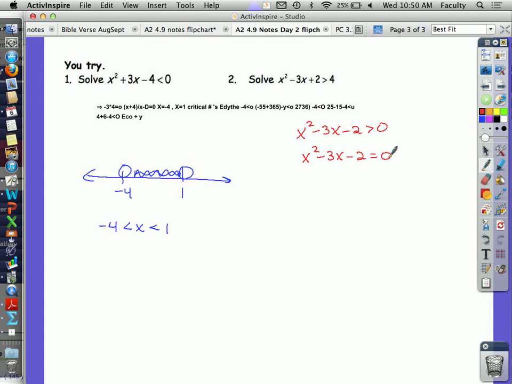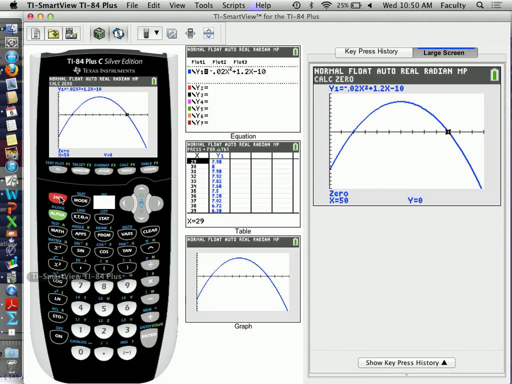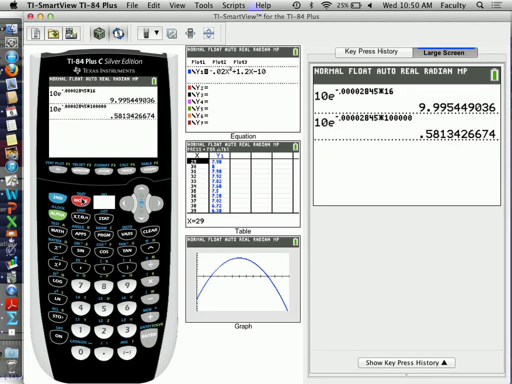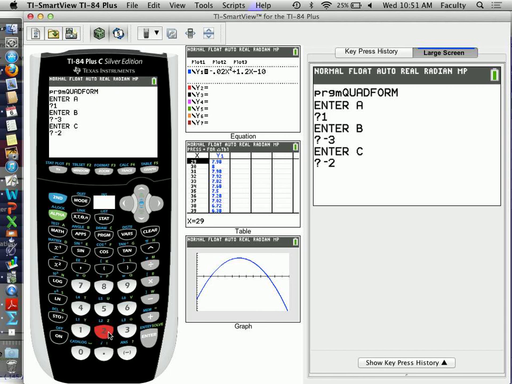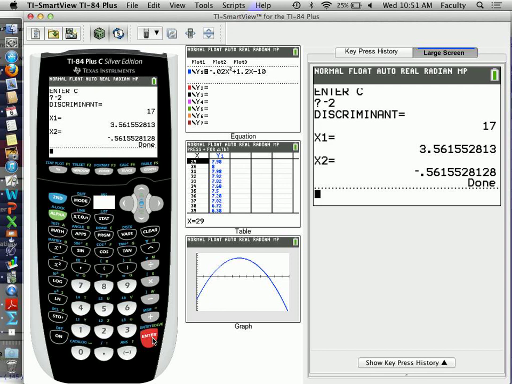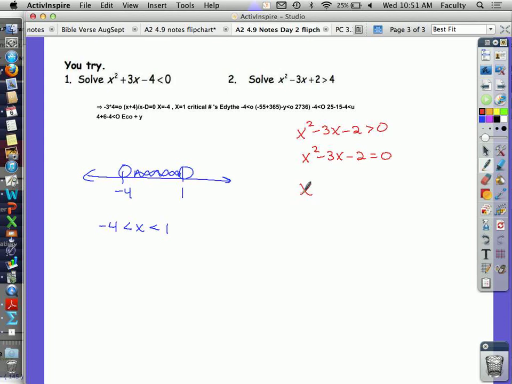So everybody should have the program now. So let's go to our calculator and press second mode or second quit. And I want you to press program. And there should be your quad form that we programmed the other day. And it says enter A. Well, A is 1, B is negative 3, and C is negative 2. You press enter, and it's giving me, let's round to one decimal place, 3.6 or negative 0.6.